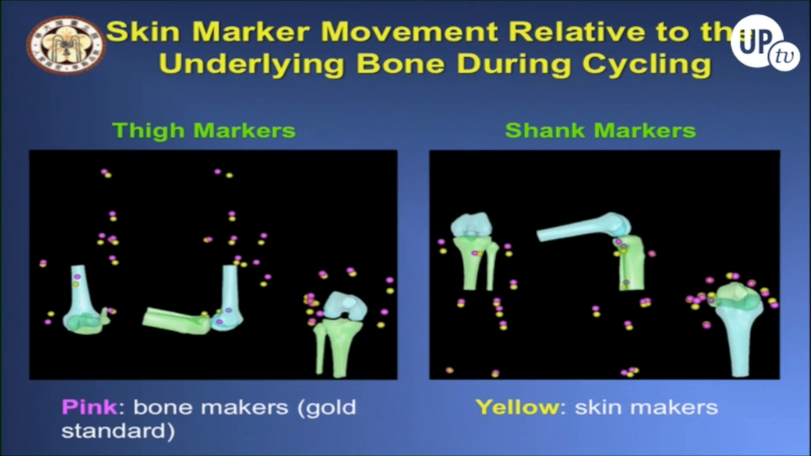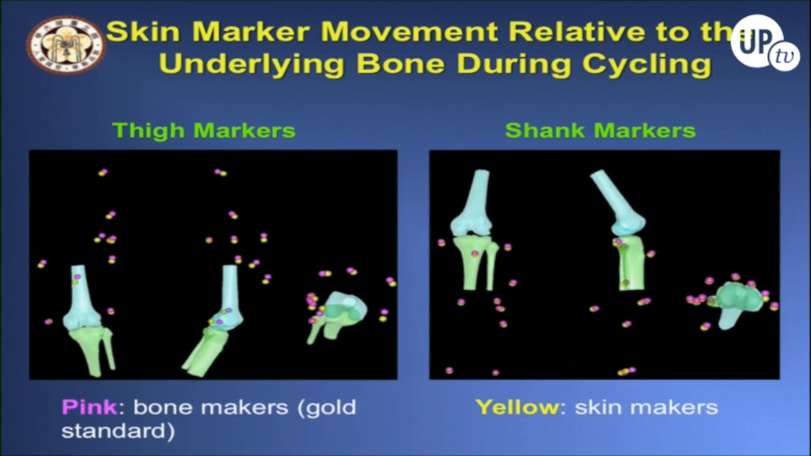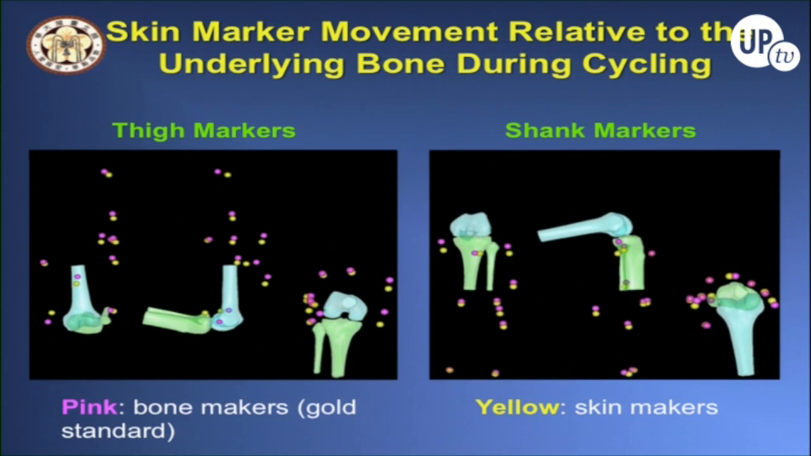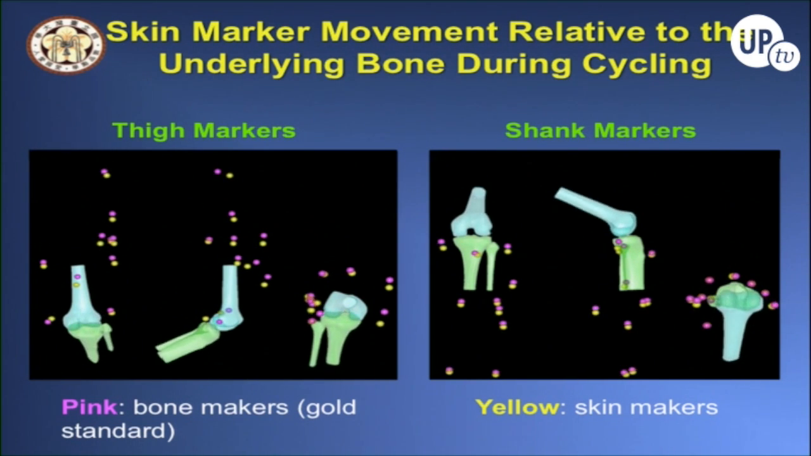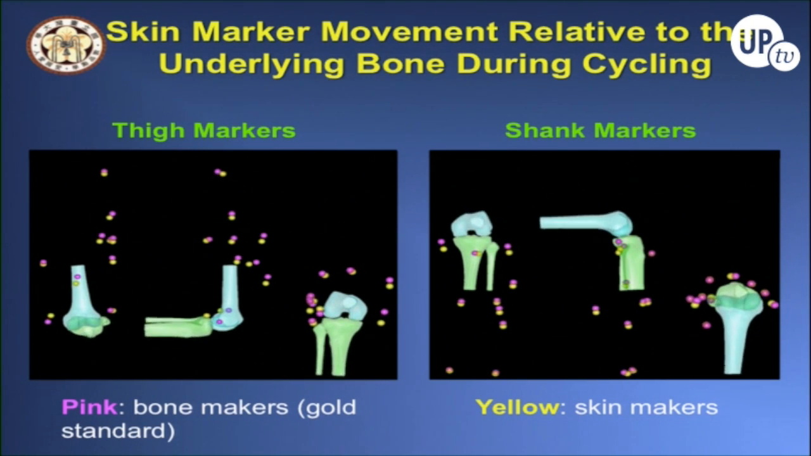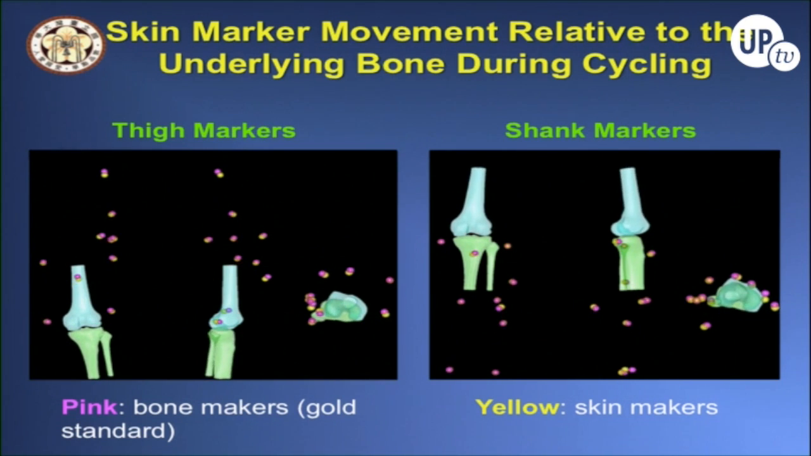The gold standard, in other words, the bones are in pink. So you just look at the yellow dots. The yellow dots are the skin markers. The yellows move relative to the pink ones. Those are the skin markers for the thigh, and these are the skin marker areas for the shank.